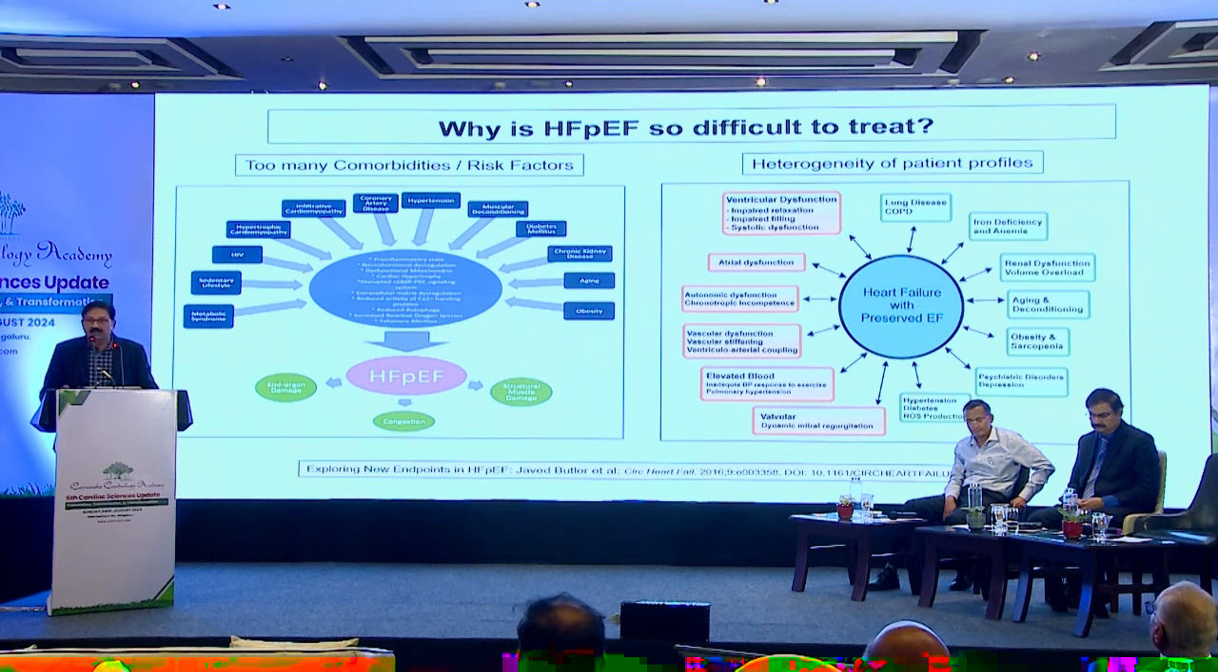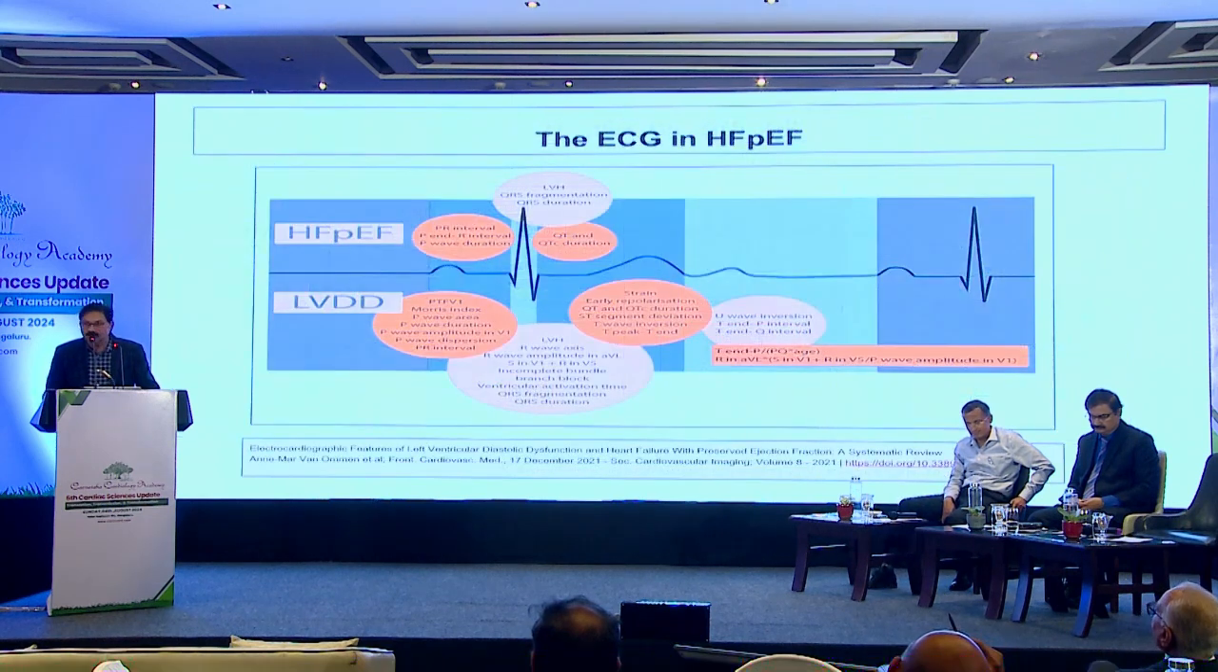Let's get deeper. Apart from that, you have multiple comorbidities also. You may have lung disease, you may have iron deficiency, you may have renal dysfunction, but yet the echo parameters or the echo features are almost similar in all the patients. Now this is about the ECG in heart failure with preserved ejection fraction. You have evidence of left ventricular hypertrophy.